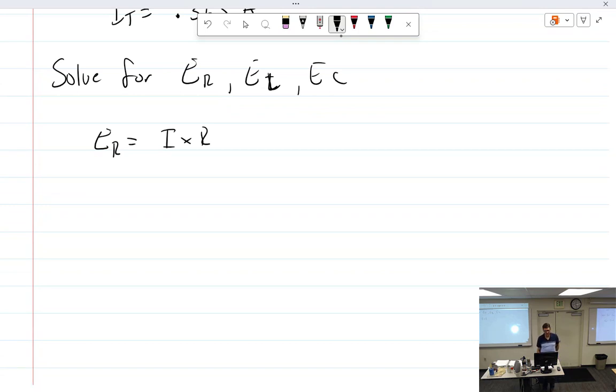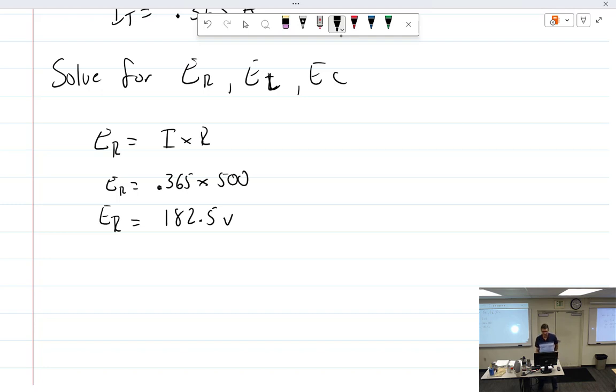So what is I? It's 0.365 times R, which is 500. So E of R equals 0.365 times 500. What'd you get? 182.5? 182.5 volts.